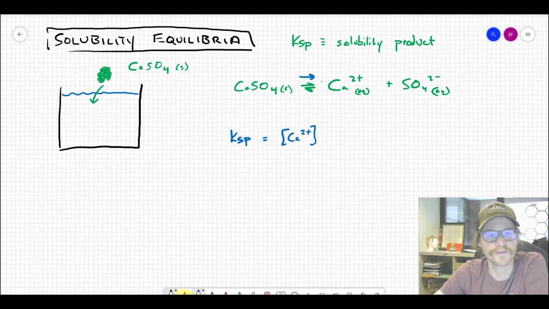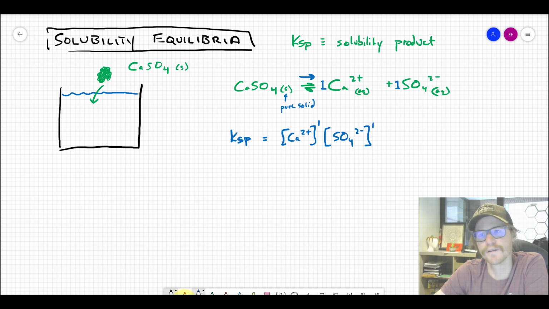There's no coefficient here. The coefficient is 1, so this would be raised to the first power, multiplied by the concentration of sulfate ion. In this case, again, coefficient here is 1, so this would be raised to the first power. And there's no dividing by the reactants because the reactant here is a pure solid. And remember from previous video and regarding the sort of semantics of equilibrium constants, we do not include pure substances like liquids or solids in the equilibrium expression. So this will always be the generic format of any solubility product or any equilibrium that refers to the dissolution of a solid compound.